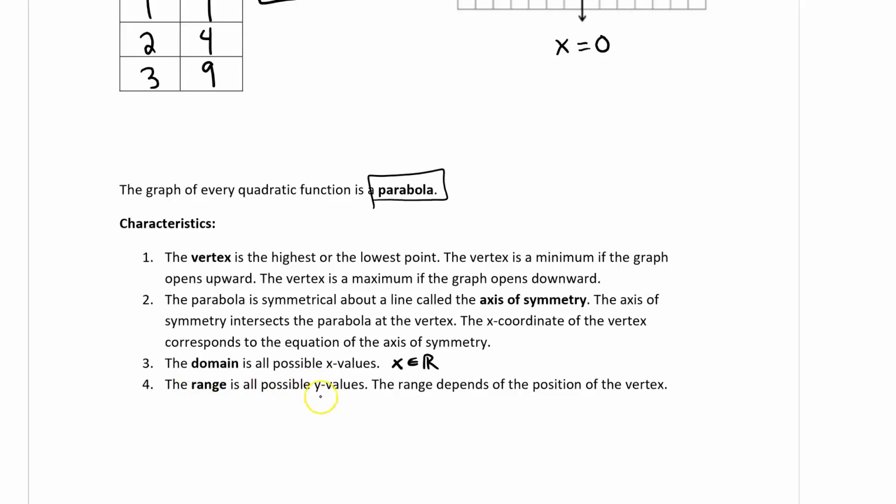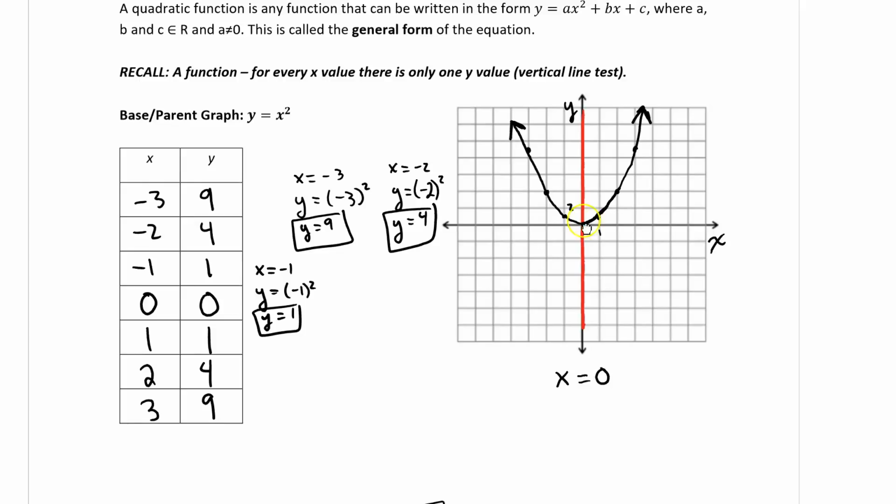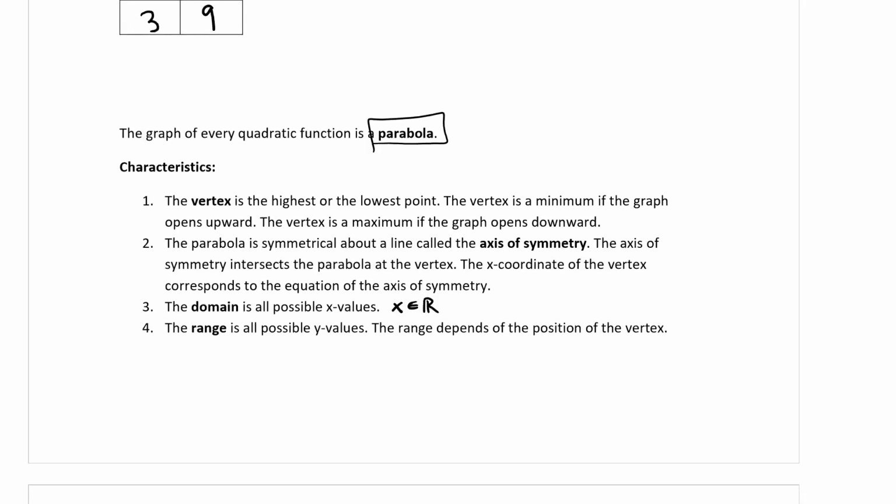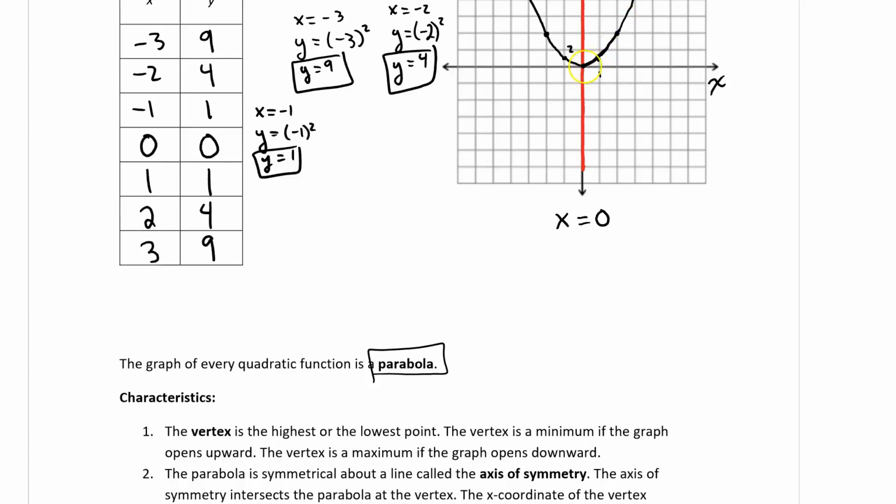The range is all possible y values. The range depends on the position of the vertex. So for this, only y values that are greater than 0 will be touched on by this graph. This specific graph does not exist below the x-axis, or it does not go into negative y values. So in this case, the range is simply going to be y is greater than or equal to 0, because it does include that 0 point right there.